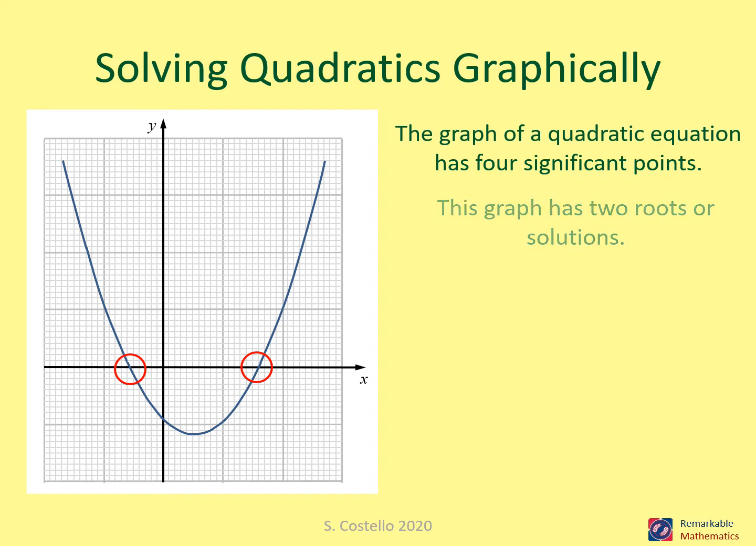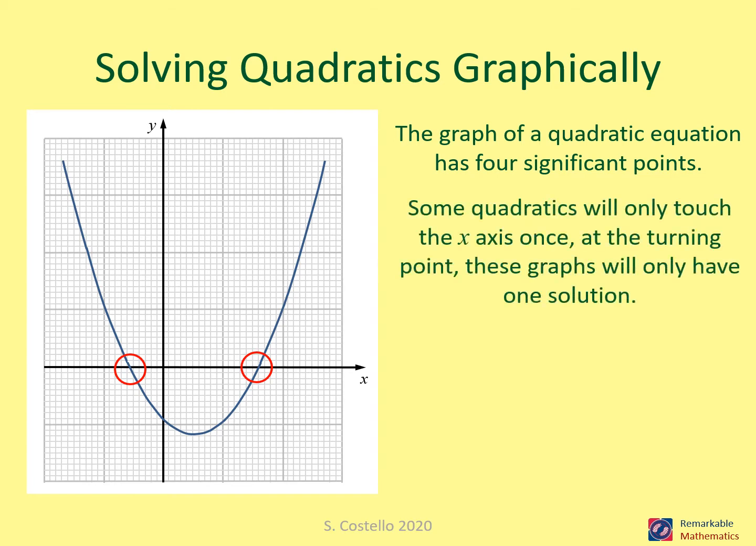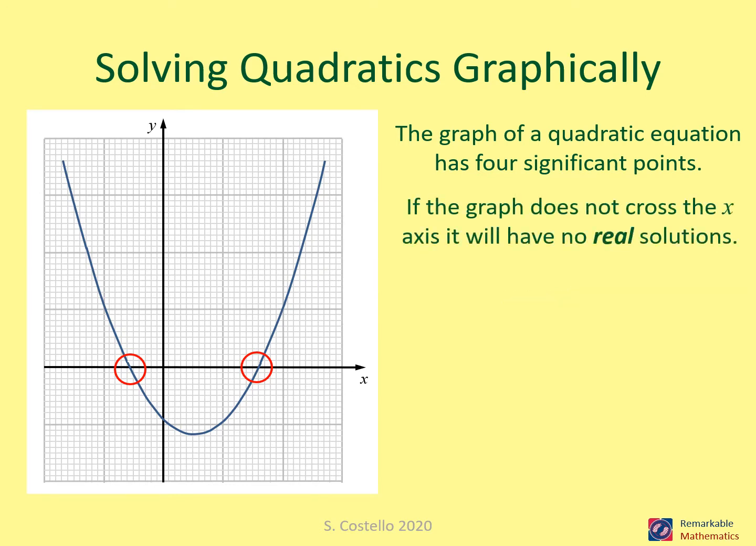Not all quadratics do. Some quadratics will only touch the x-axis once, the turning point. These graphs will only have one solution. If the graph does not cross the x-axis, it will have no real solutions. And we will only be dealing with real solutions here.